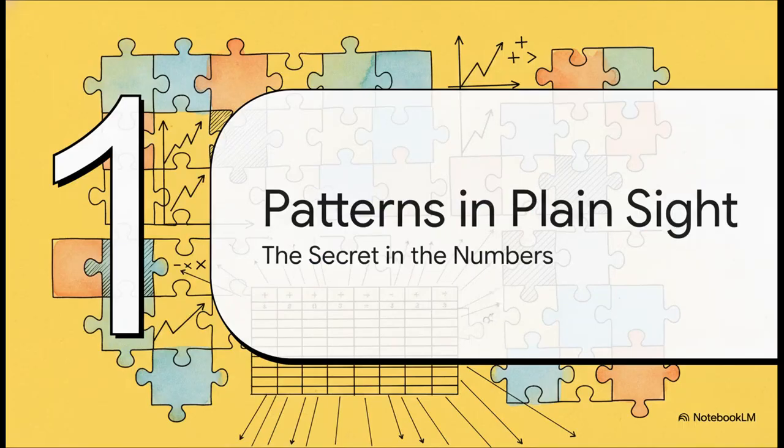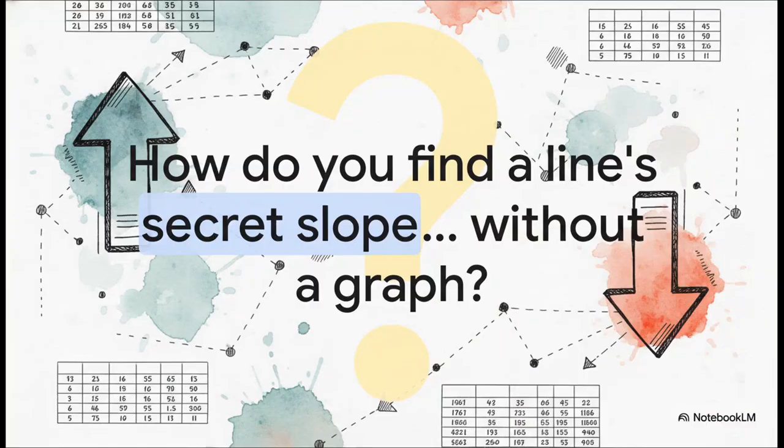All right, first up, patterns in plain sight. Think of this like a puzzle. Every table of numbers is telling a story about how two things are connected, and our job is to be the detective and find that secret connection. So, this is the central question we're tackling. When all you've got is a table of data, just a list of numbers, and no picture, no graph, how in the world do you find that hidden rate of change, that slope that connects all the dots?